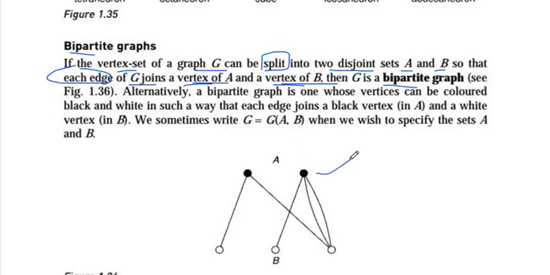For the difference we color black and white, so that each edge joins a black vertex in A and a white vertex in B. We sometimes write it like this, G of A and B, with sets A and B. So it's called a bipartite graph, with 5 vertices and 5 edges, and each edge is connected with one vertex of A and one vertex of B.